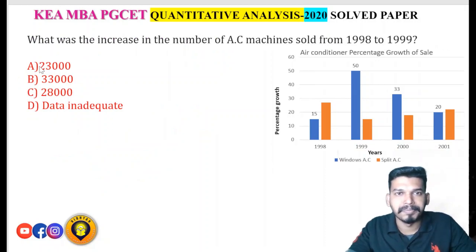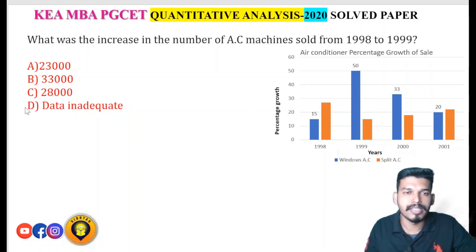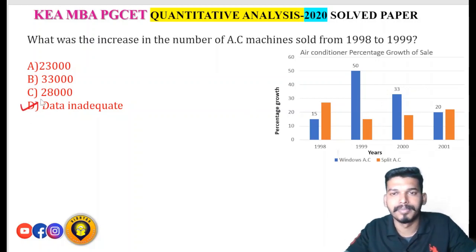Okay, so the last question here: what was the increase in the number of AC machines sold from 1998 to 1999? They asked for the increase in the number of AC machines sold from 1998 to 1999, but here they have not given you any numbers. So therefore here you cannot find the answer, hence data inadequate.